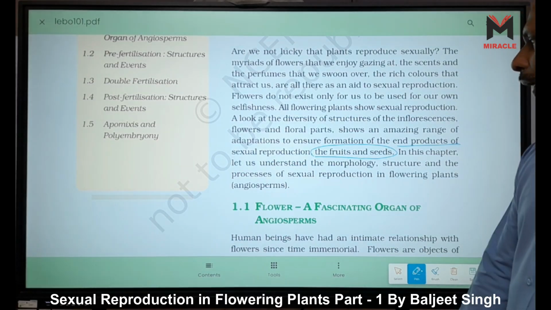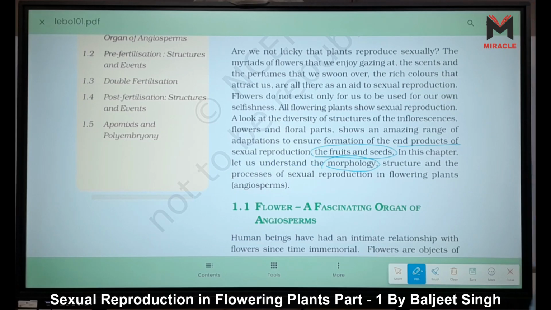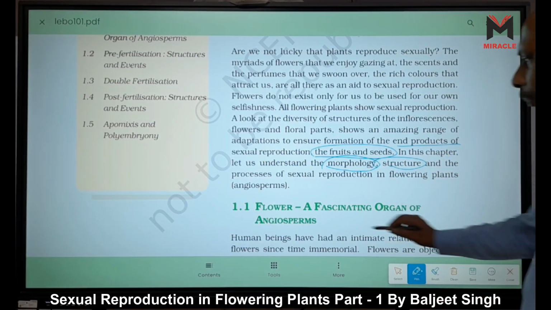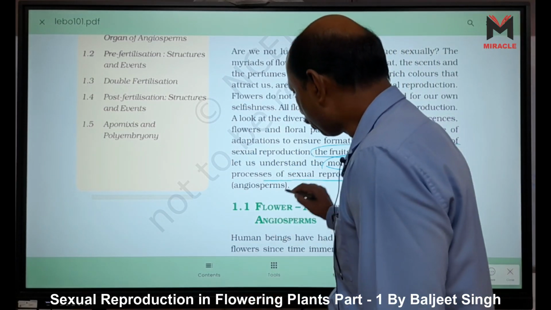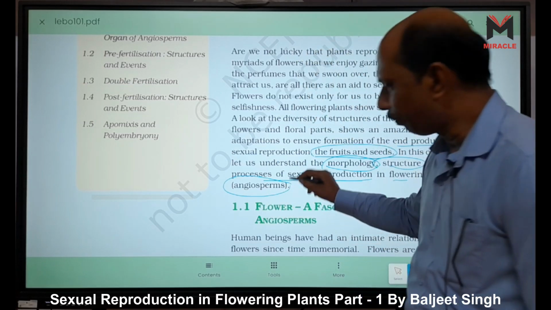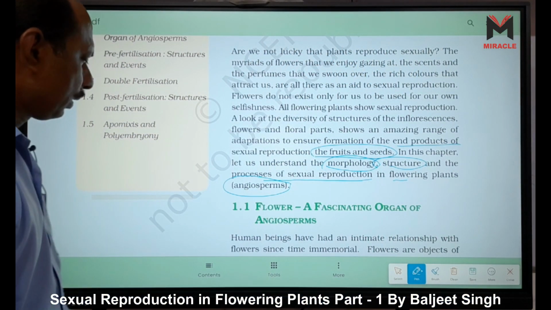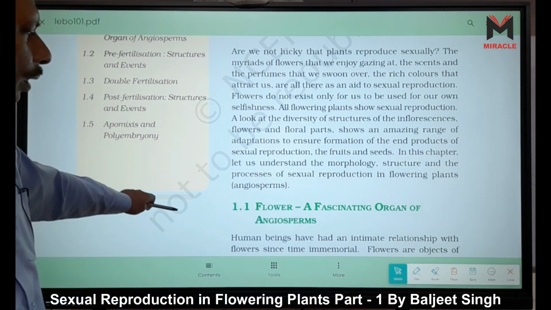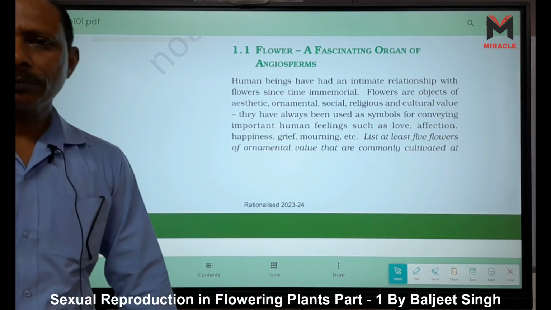In this chapter, let us understand the morphology, that is external structure and maybe internal, and the process of sexual reproduction in flowering plants. Flowering plants means, here it is given, especially angiosperms, right? So we start here from our first point, that is flower, a fascinating organ of angiosperm.